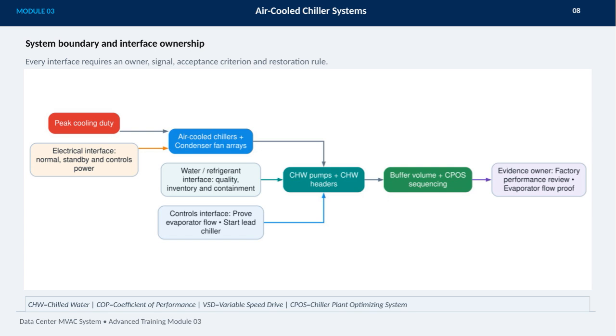Keep in mind these key terms. CHW stands for chilled water, COP is the coefficient of performance, VSD means variable speed drive, and CPOS refers to the chiller plant optimizing system. Understanding these will help us better manage system interactions and efficiency.